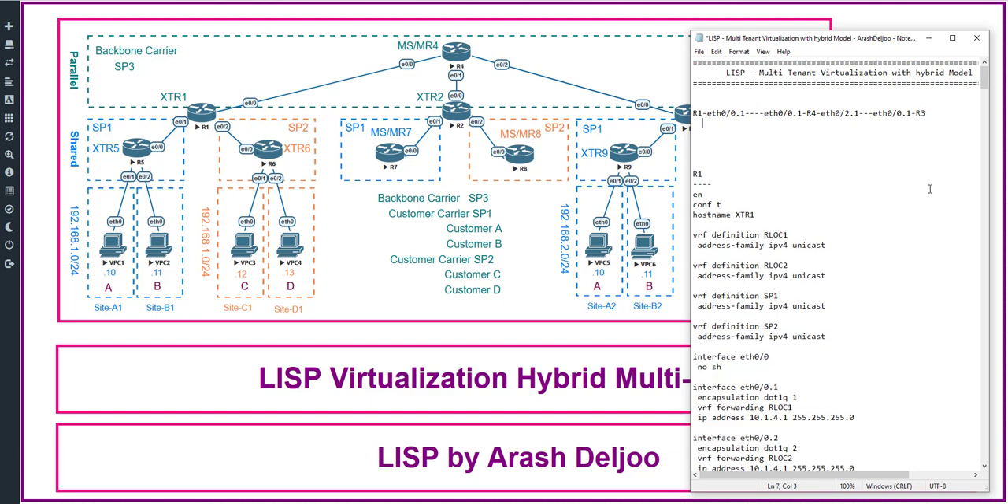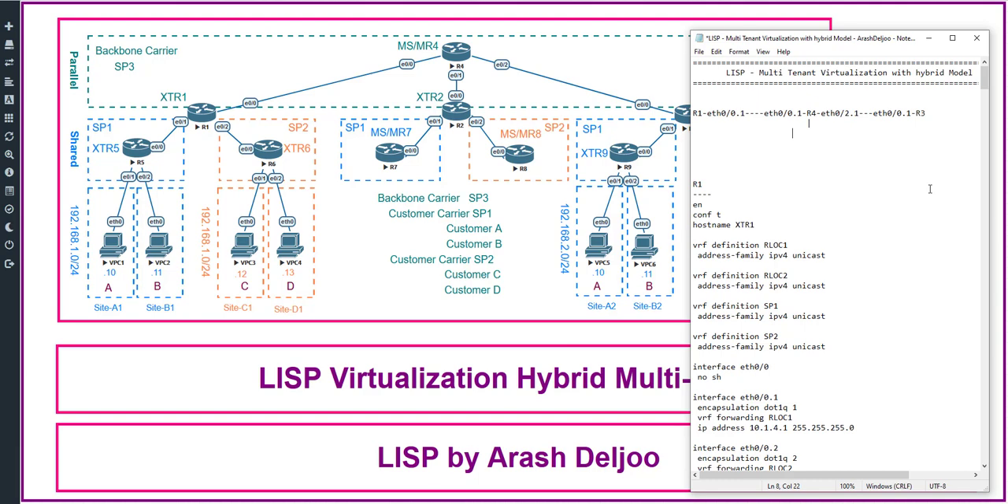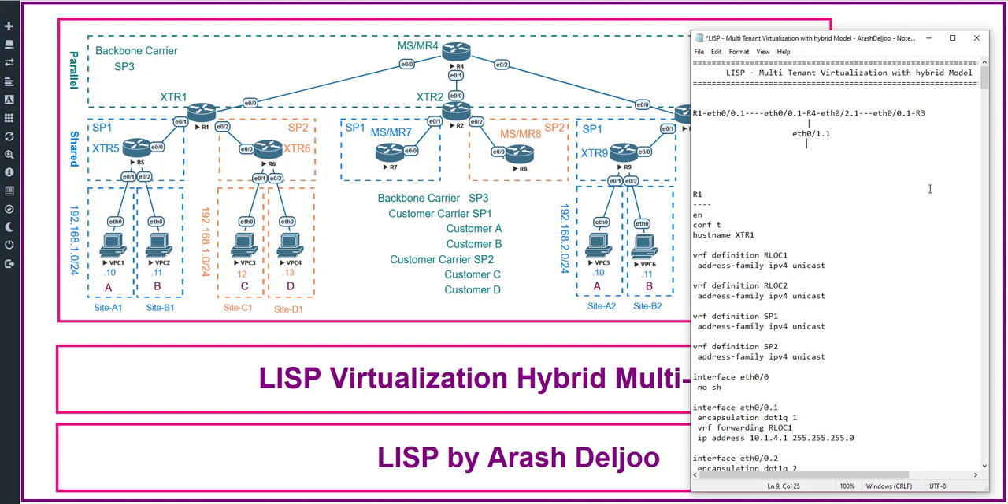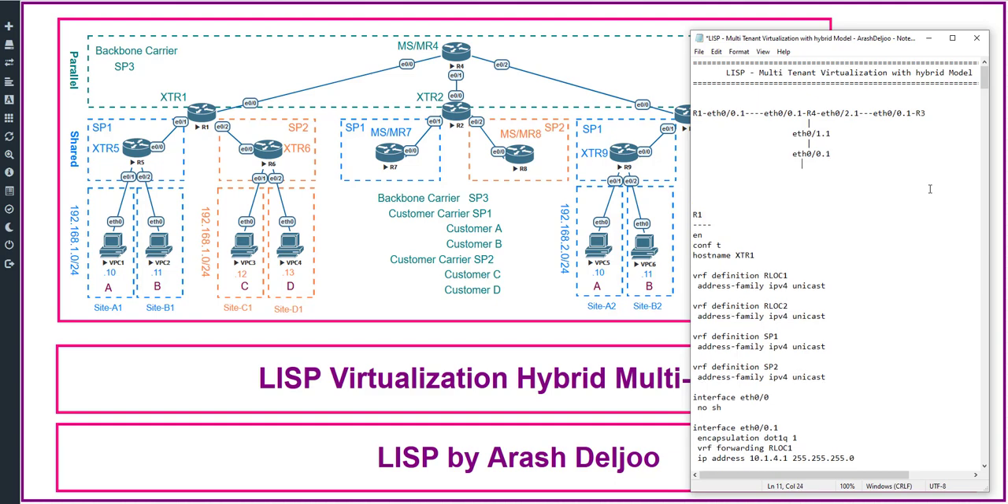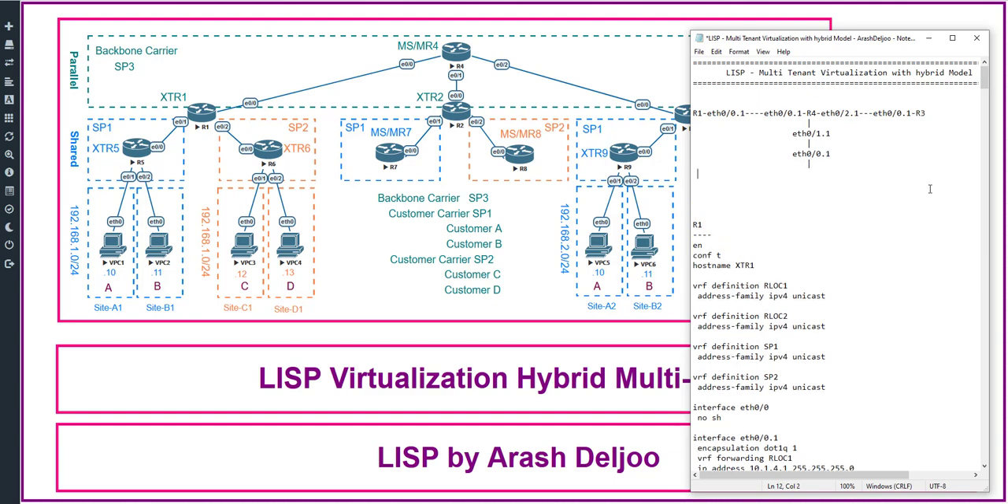And also here we have another interface in router 4, this interface is ETH0/1.1, and with this interface we are connecting to router 2. Let me show you, this is router 2, and this is the interface ETH0/0.1 of router 2. So easy. Okay, this is the virtual network for VRF RLOOK1. This is for VRF RLOOK1.